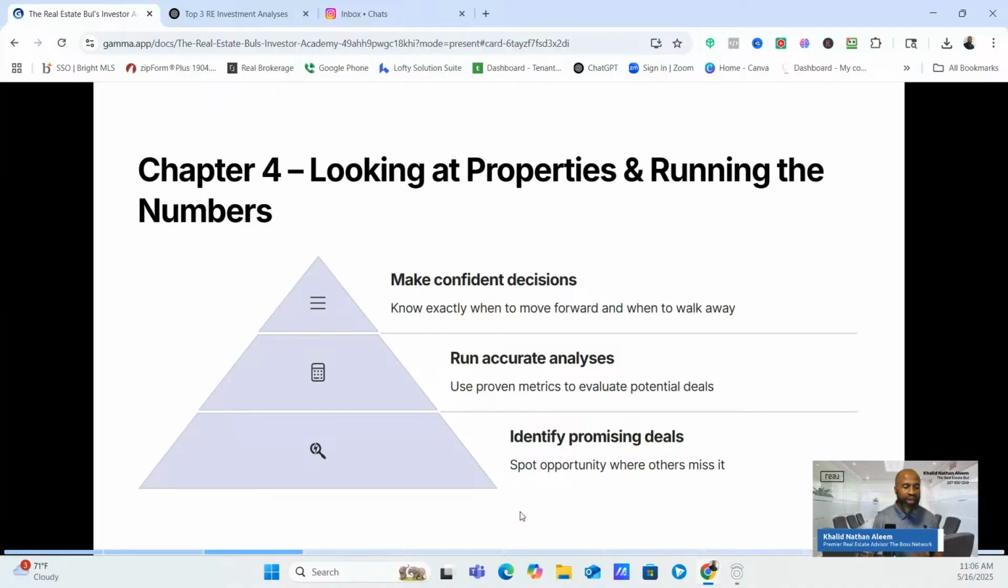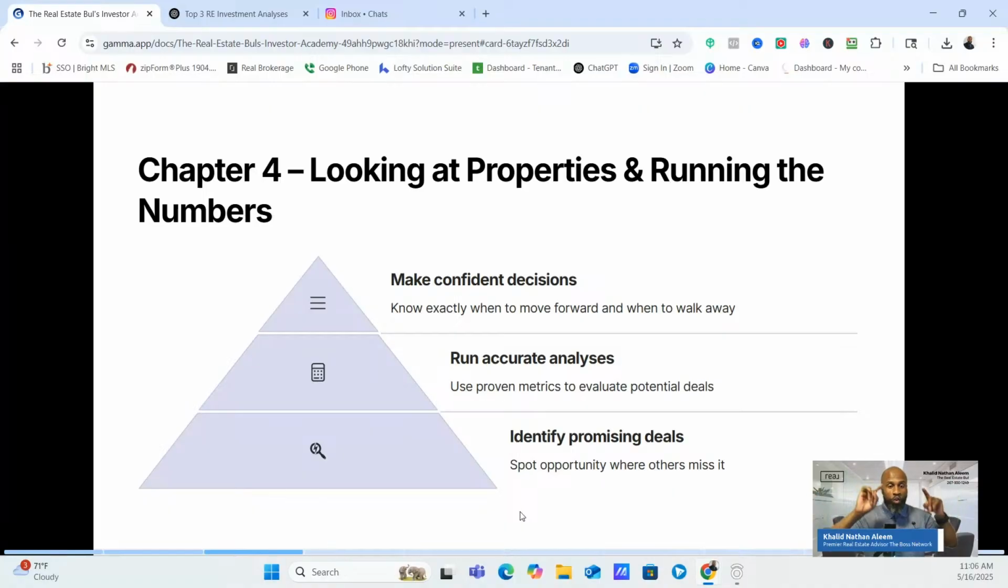Also, run accurate analysis, okay? Use proven metrics to evaluate potential deals. This is a numbers game, folks, and the numbers don't lie, as they say. With investing, it's different than buying your own house. You may have a home that you bought. The mindset is going to be totally different.